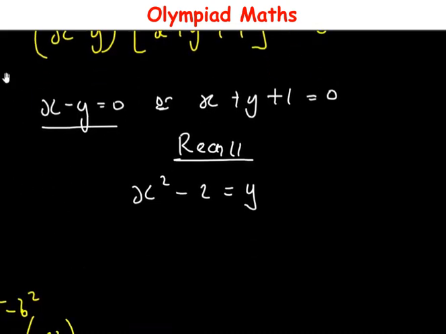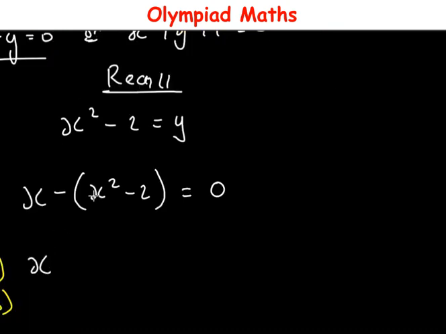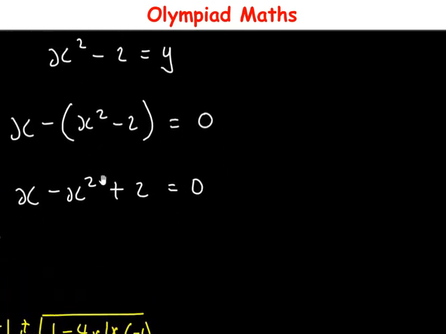This then becomes x minus, in bracket, x squared minus 2, and this equals 0. So x minus x squared minus times minus 2, plus 2, is equal to 0. If we then rearrange this equation, we have minus x squared plus x plus 2 equals 0. So from here, multiply this equation by minus 1.